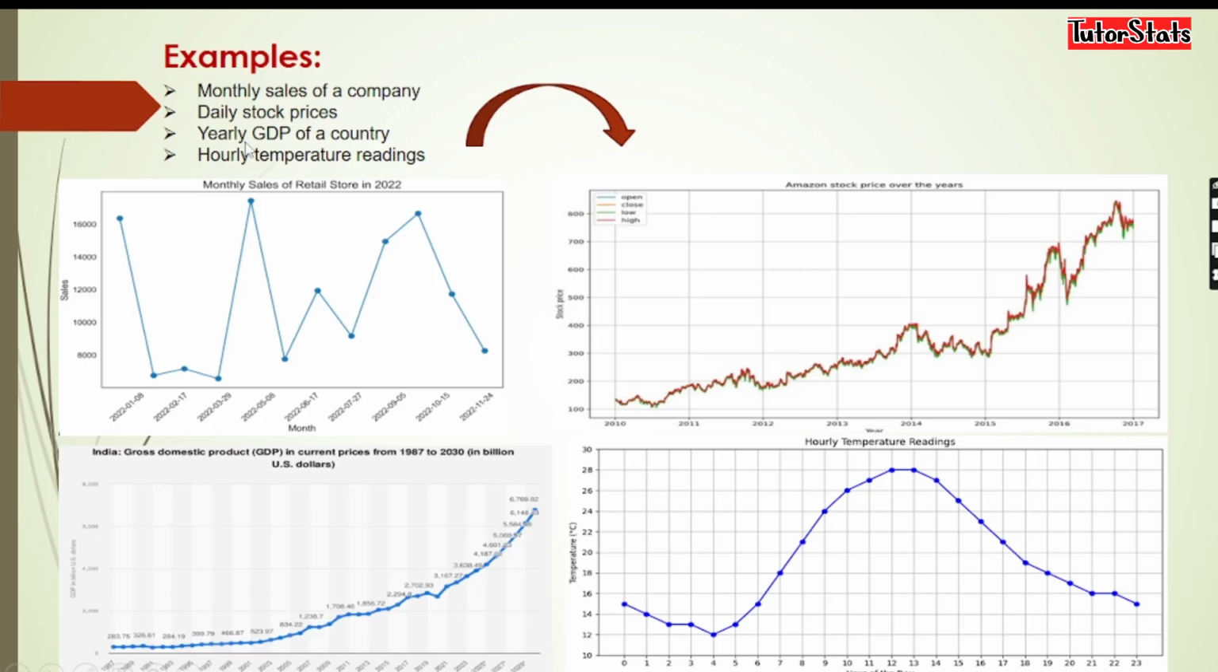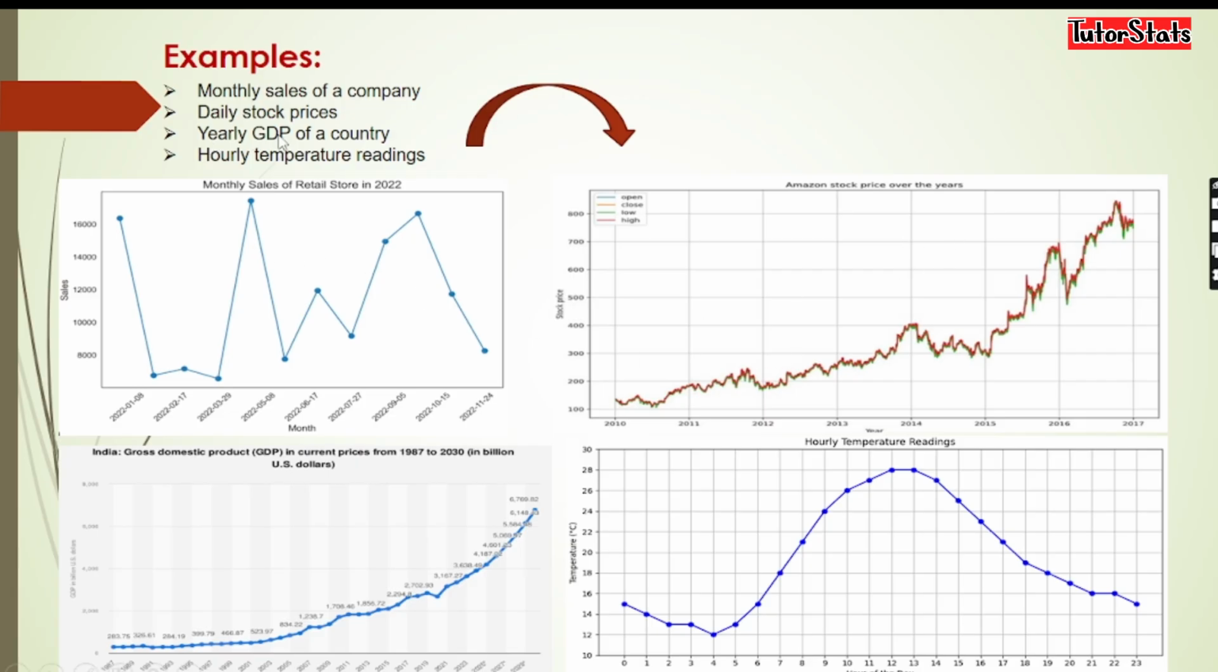The second example is daily stock prices. Stock market data is one of the most common time series data. Here time is days, value is stock price. If you look at this stock price graph, you can see prices moving up and down every day. Yesterday's price affects today's price. News, market sentiment, and events add randomness, which we call noise. That is why stock prices are a classic example used in time series data.